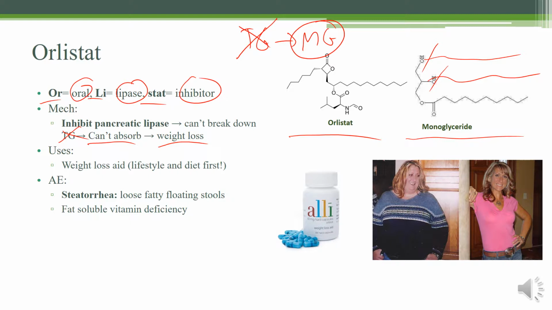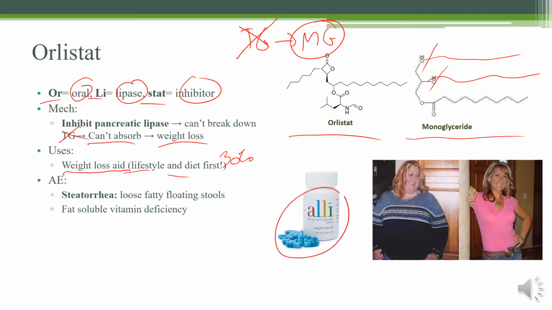So of course we're going to use this as a weight loss aid, but what you do need to remember is that you need some significant lifestyle and diet changes first. Because for the most part, this just reduces the amount of fat that you absorb by about 30%. And you can't really just take higher doses. It doesn't really work. Higher doses don't mean you get more effect. It kind of plateaus at 30%. So you need to encourage lifestyle and diet first.